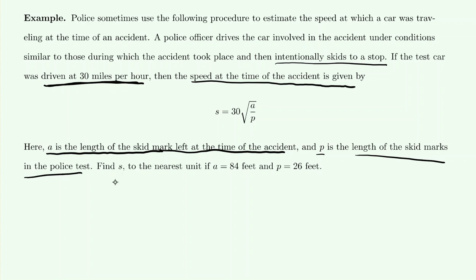Find the speed of the car at the time of the accident, S, to the nearest unit if it was measured that at the accident the skid mark was 84 feet in length, and in the police car test, the skid mark was 26 feet in length.